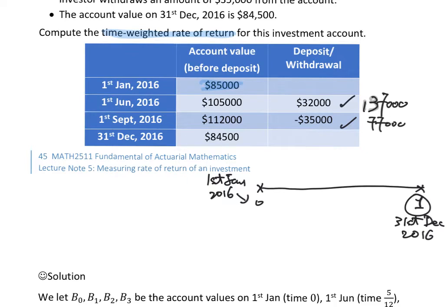We should do that on the 1st of June, which is at time 5/12, after 5 months. And then another one will be on the 1st of September, which is after 8 months, time 8/12. This one you deposit 34,000, and this one you take out 35,000. Now, to get this time weighted rate of return, you just use this formula.